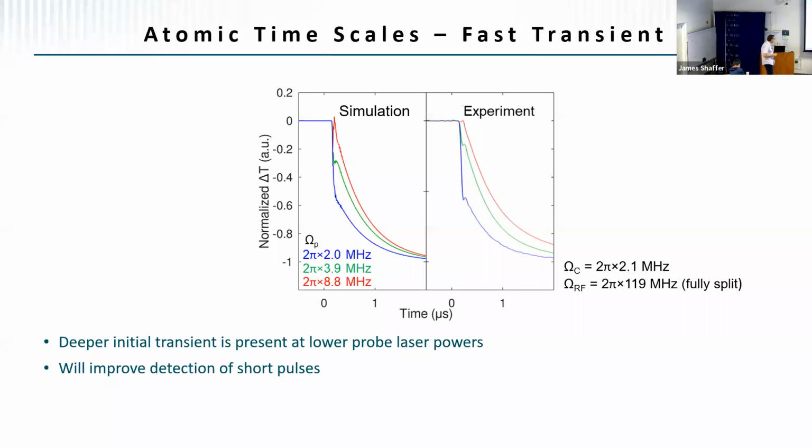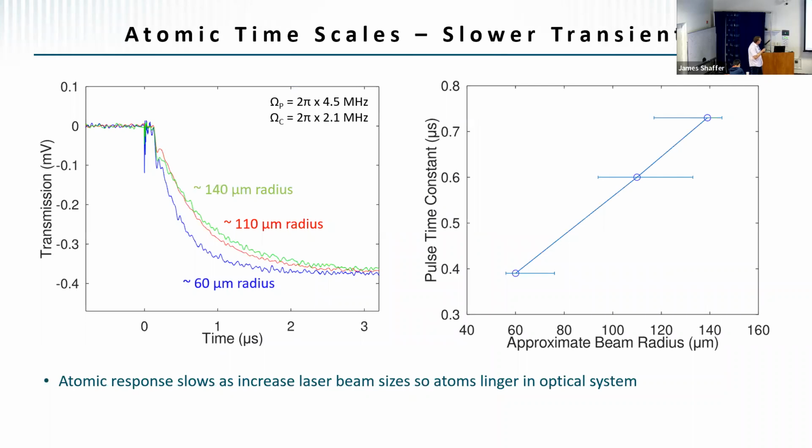For this part, we changed the laser beam size and looked at what happens when we do that. And you get the behavior that you would expect if this was really what I said it was, which is the atoms drifting in and out of the laser beams.